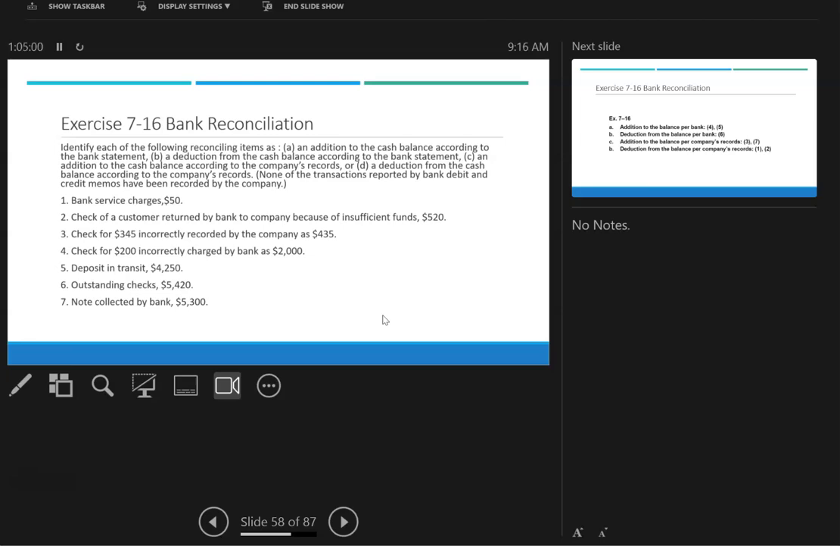How will we know there's a bank service charge? Where does it show up? On the bank reconciliation, doesn't it? So the bank shows it. Don't we need to then deduct that from the company's records? Right? Because a service charge is a debit memo from the bank. And so the company needs to show that debit memo.